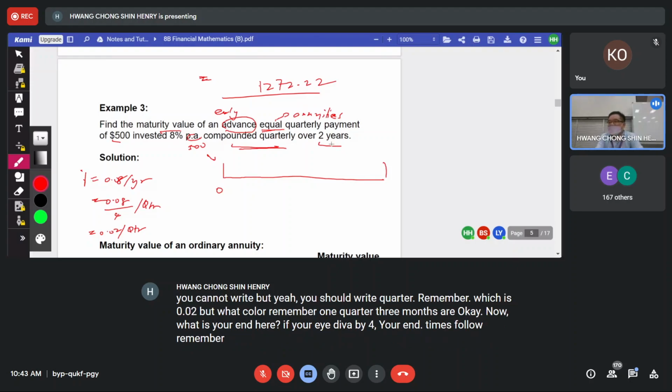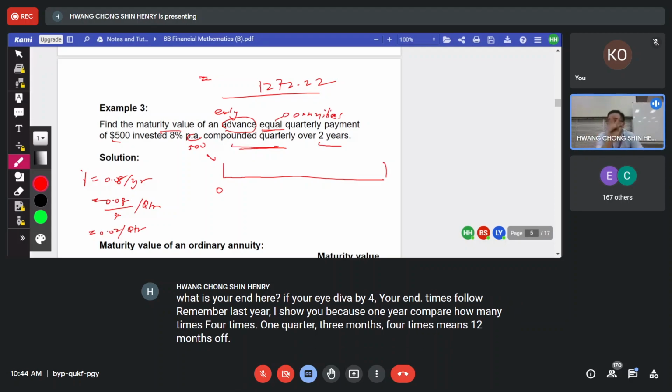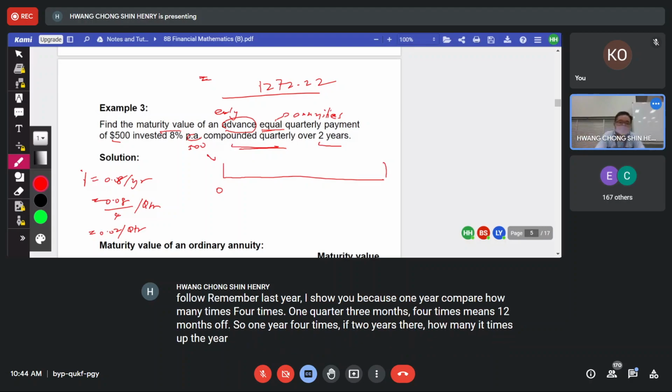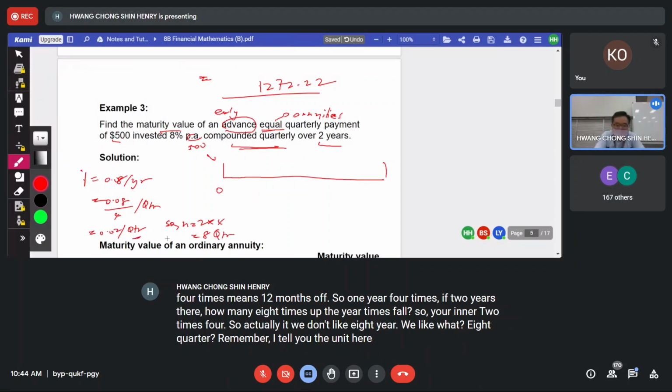Remember last week I showed you, because 1 year compound how many times? 4 times. 1 quarter, 3 months. 4 times means 12 months. So 1 year, 4 times. If 2 years, how many? 8 times. The year times 4 lor. So your N is 2 times 4, so actually 8. We don't write 8 year, we write what? 8 quarter.